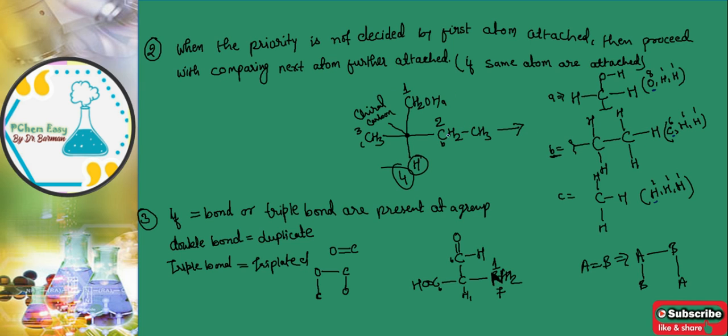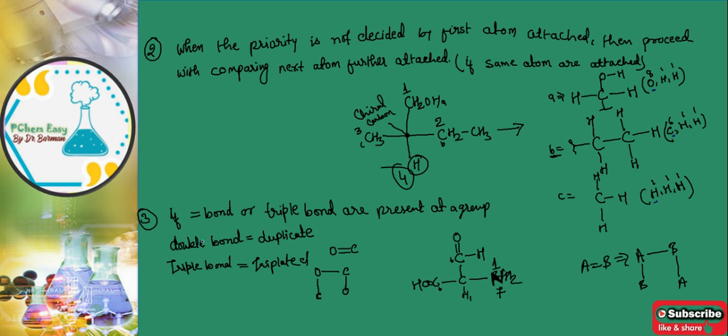This was the group B, got the priority 2. This was the group 3, C will get priority 3. And the hydrogen, whenever you see the hydrogen, just give it 4, because no atom is less than hydrogen in atomic number. So this was the second rule.